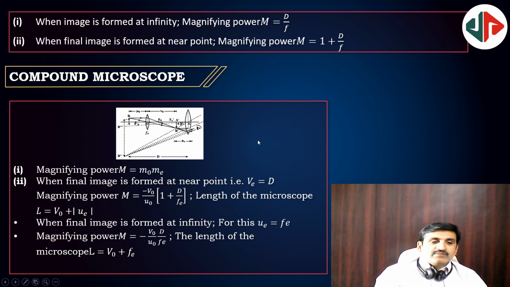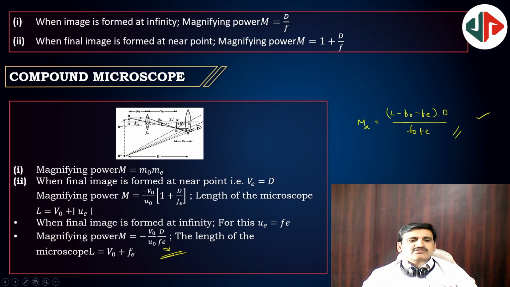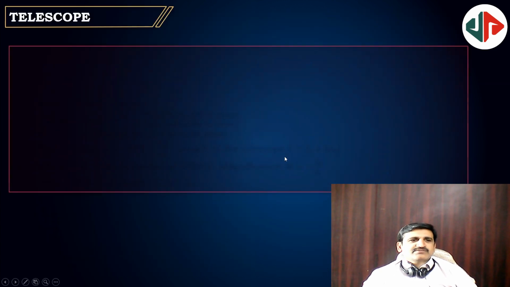And one more formula for infinite magnification, that means final image at infinity, then you can take L minus F naught minus FE into D by F naught FE. So it's a better formula. The earlier is an approximated formula, which will give you only an approximation. This will give you a better one. Length of microscope is V naught plus FE. That comes with the picture. Telescope.